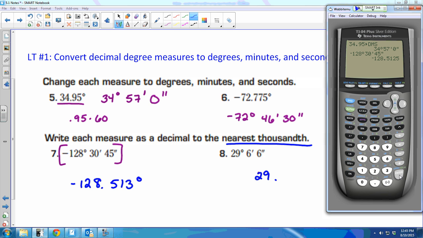So those directions are at the bottom of your note sheet. But again, second apps is where the angle menu is, and then you can use the quotations above the plus sign for the second symbol. So hopefully you got 29.102 degrees. It was 1017, but it said round to the nearest thousandth.